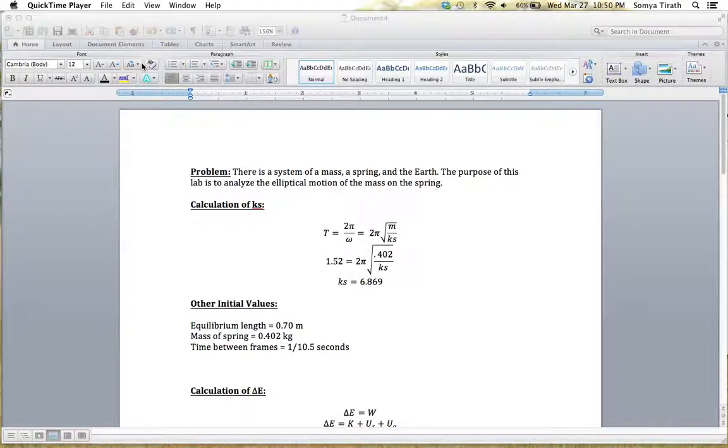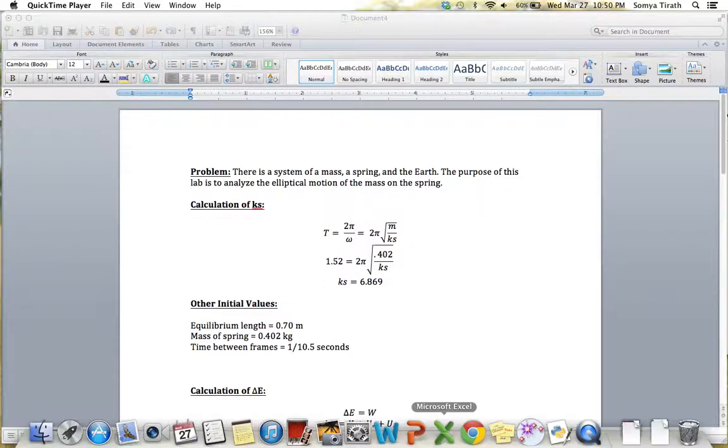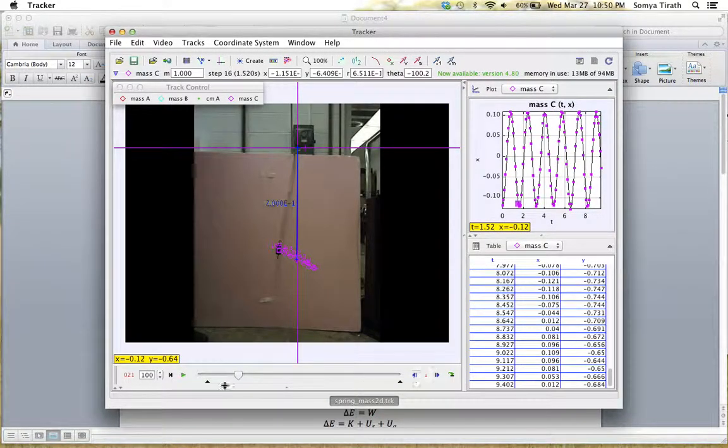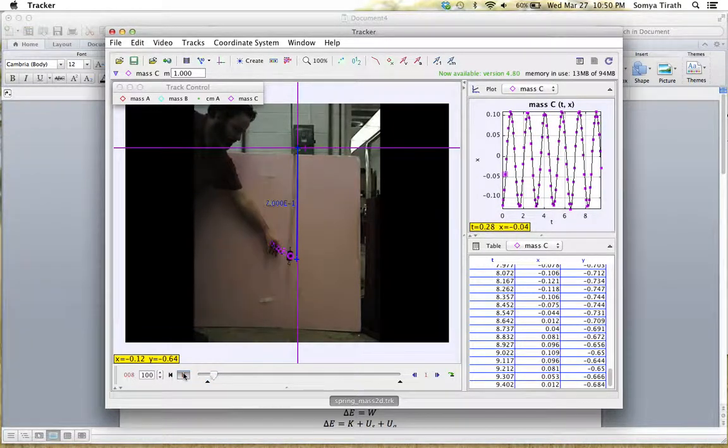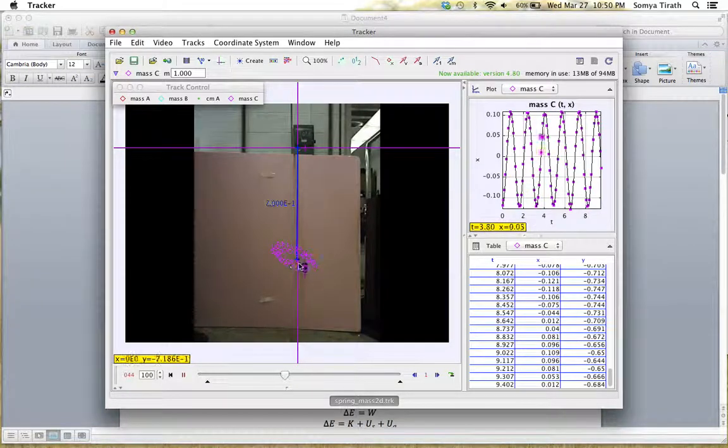In this experiment, there was a system of a mass, a spring, and the earth. The purpose of this lab was to analyze the elliptical motion of the mass on the spring. So we looked at the motion in Tracker, and here it is, starting from right after the second that Dr. Greco releases the spring. As you can see, each point, each center of mass is marked for each frame. The axis starts at the origin of the fixed attachment point, and the calibration stick is 0.7 meters long because that was the relaxed length of the spring when the mass was attached.